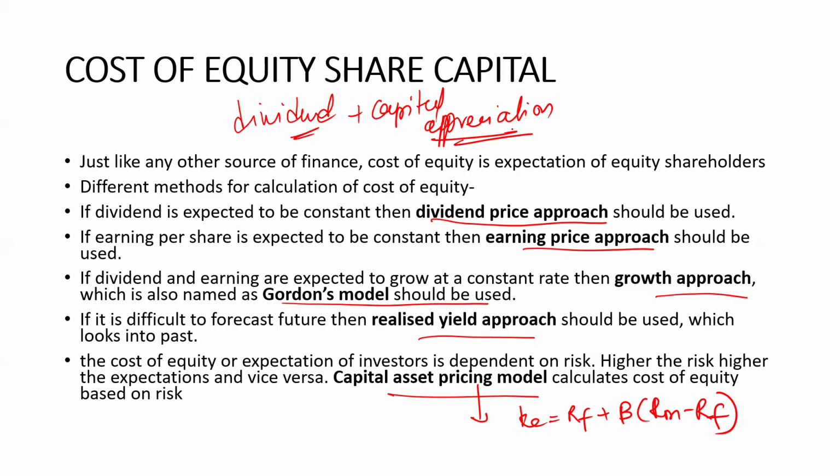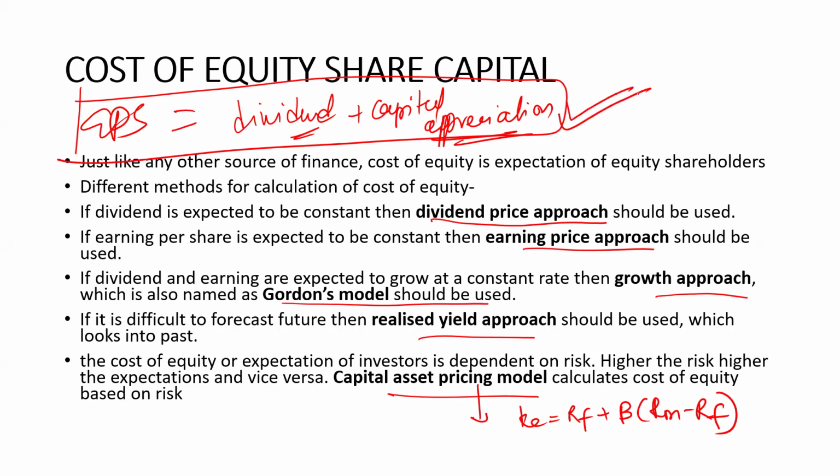So different methods are given. If you assume your dividend to be constant, then there is a method called the dividend price approach that you can use. In terms of earning per share, the part of earning per share that is given to a shareholder is the dividend. So if the data is given about the dividend, we'll follow the dividend price approach. If the data is given about earning per share, we'll follow the earning per share price approach.